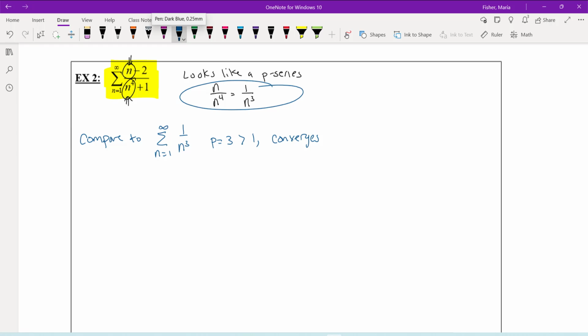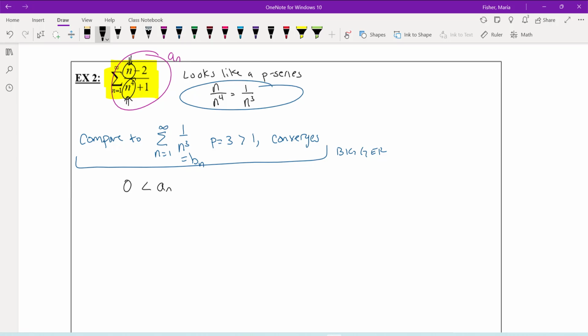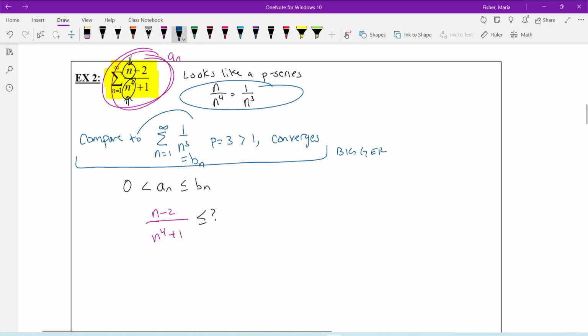Since that series converges, remember, it has to be the bigger series. Since it has to be bigger, it is your b sub n, and your given is your a sub n. Then we go to our inequality, 0 less than a sub n less than or equal to b sub n. A sub n is our given, n minus 2 over n to the fourth plus 1. Is that actually less than or equal to b sub n, which is 1 over n cubed?